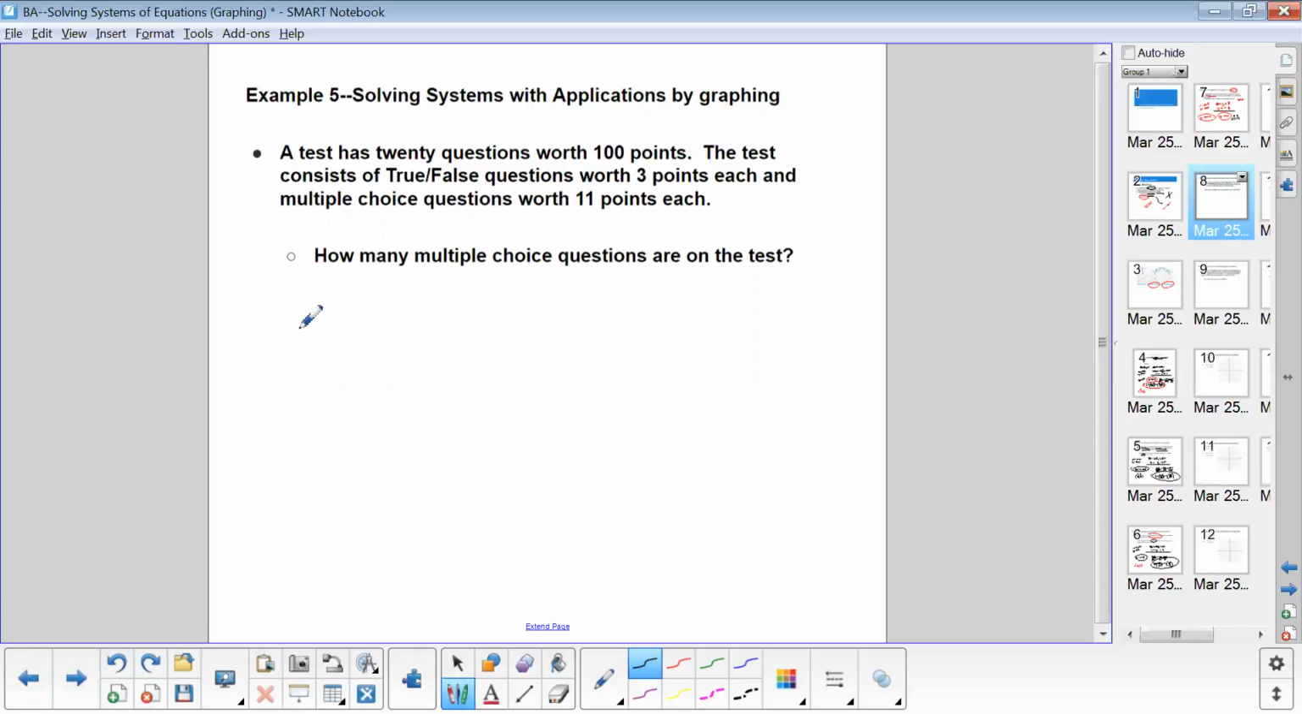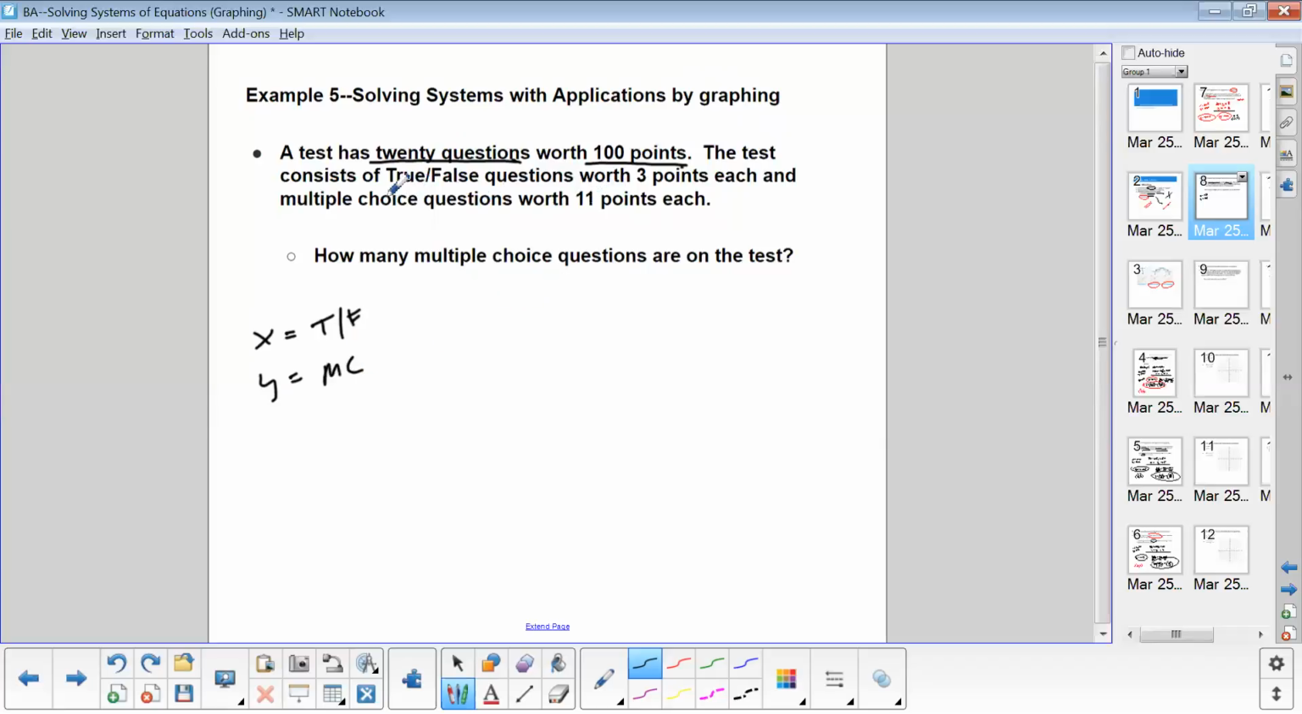This next one, a test has 20 questions worth 100 points. So a test has 20 questions, and we know that there's a total of 100 points. The test consists of true/false and multiple choice. So I'm going to call x the true/false and y the multiple choice.